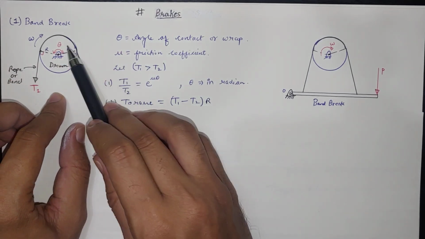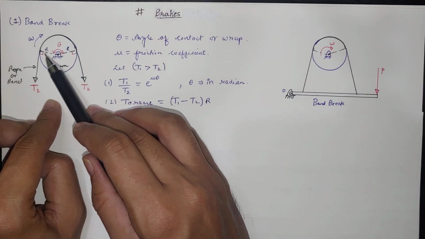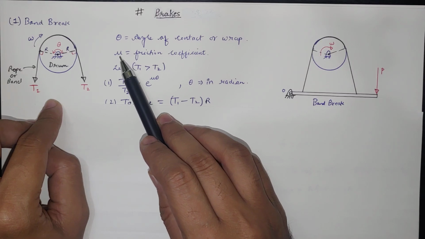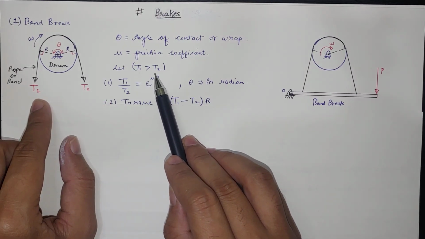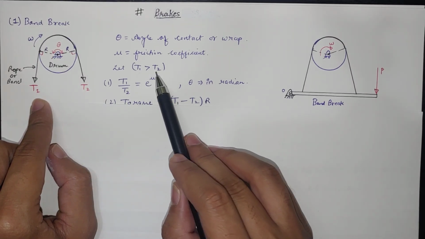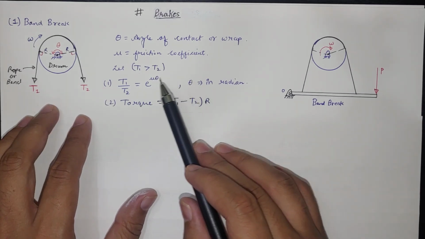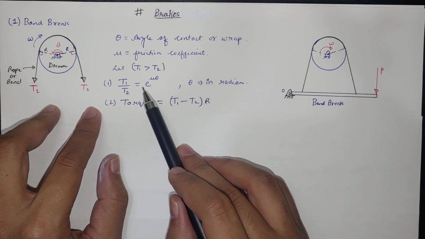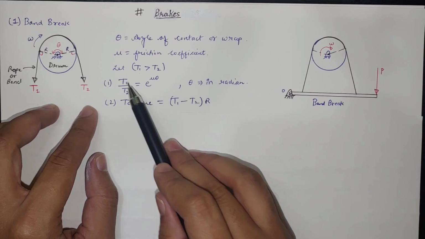Mu is the friction between the band or the rope and the drum. So this rope friction with this drum is the coefficient of friction, that is denoted by mu. And we know that T1 is greater than T2, in this particular case of omega. If omega is reversed, then the tension direction will also be reversed, so T2 will be more in that case. Now we have the simple relation T1 by T2, which will be equal to e to the power mu theta. This we have to remember for these particular problems, and we have to put theta in radians.